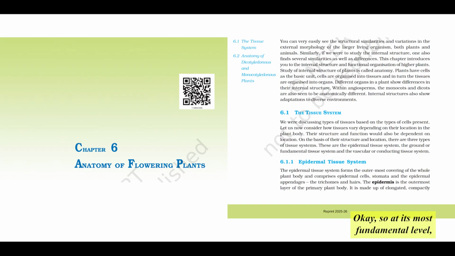Okay, so at its most fundamental level, a plant, like any living organism, starts with cells. These aren't just random cells floating about. No, they are meticulously organized. They form specialized groups we call tissues. And then these tissues come together in highly coordinated ways to form the various organs of the plant. Think roots, stems, leaves. What's truly captivating and what you need to grasp is that each of these organs has its own unique internal structure, and it's perfectly adapted to perform its specific set of functions. It's like an engineering marvel, really, a highly efficient blueprint for life.